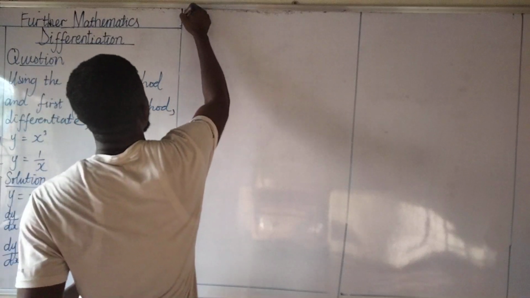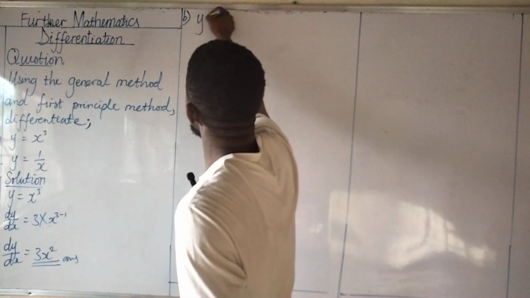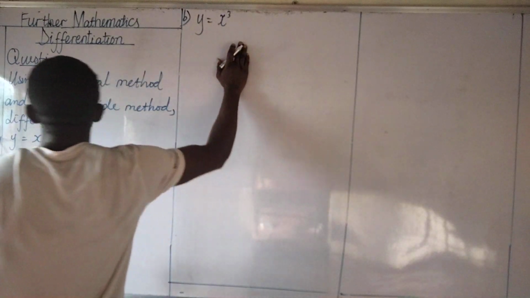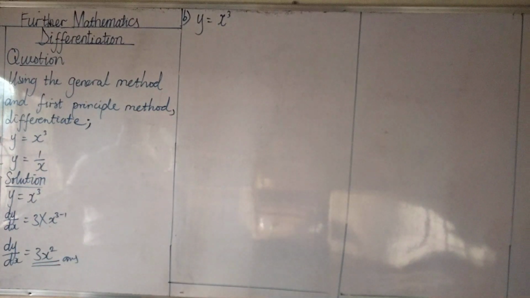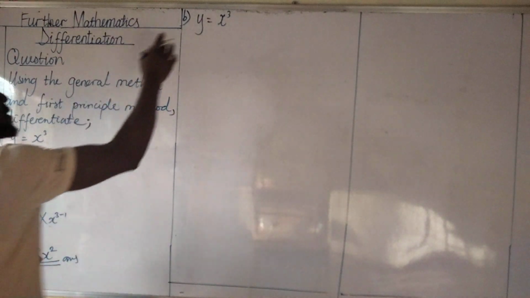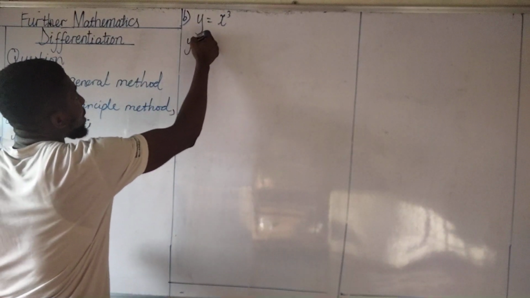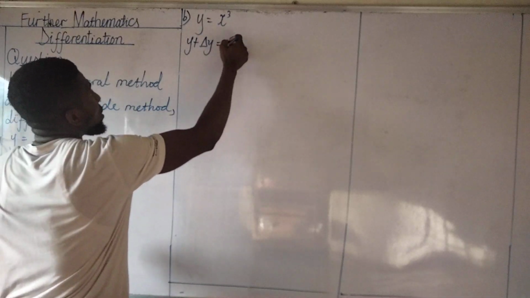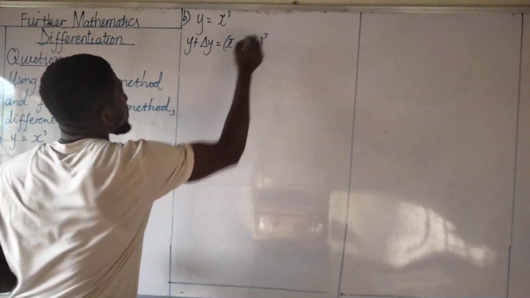Still on 1, we call it b. 1b, we have y equal to x raised to the power 3. So this time around, we are going to use the first principle method of differentiation to solve it. The idea behind the first principle method says to y, add change in y. So we have y plus change in y, and to x, add change in x. So equal to x plus change in x, all raised to the power 3.